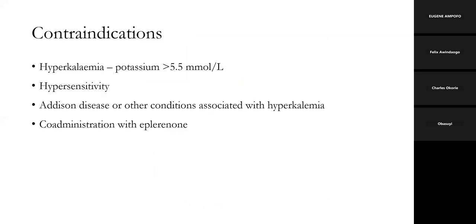Contraindications: we do not use it if hyperkalemia, potassium more than 5.5, strictly contraindicated. If there is a history of hypersensitivity, a patient with Addison's disease or other conditions that come with hyperkalemia, it is contraindicated. And it is not to be co-administered with eplerenone.